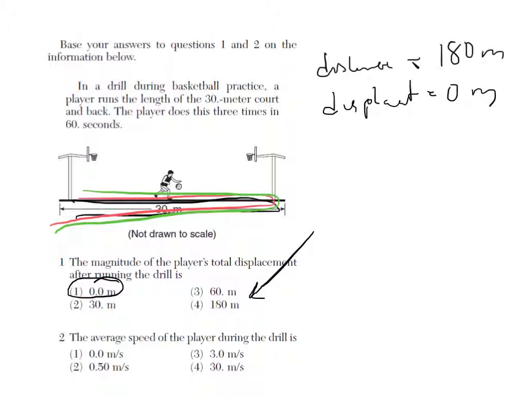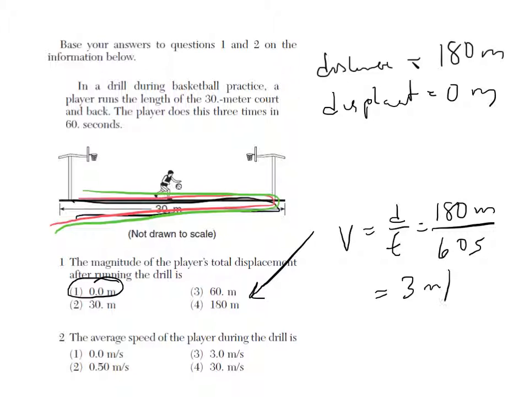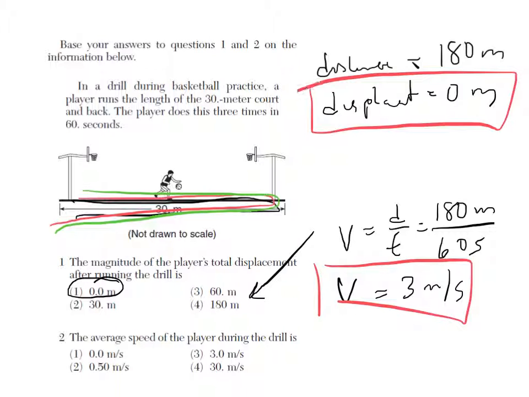The next question is about his speed. So V is equal to D over T. It's going to be 180 meters over a total time of 60 seconds. And you're going to get 3 meters per second for his average speed. So those are your values there.